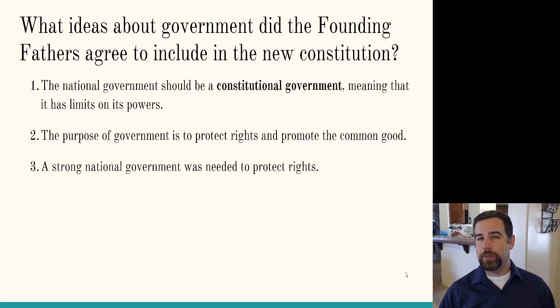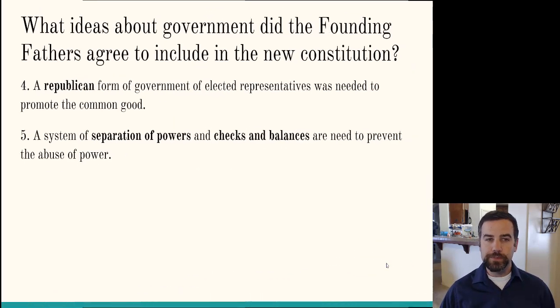They also believed that the purpose of government is to protect the rights of the people and promote the common good. And they felt like the Articles of Confederation obviously did not do that because the national government was too weak and the states had most of the power. So they believed that we needed to create a stronger national government to protect the rights of the people.